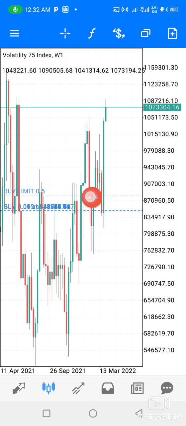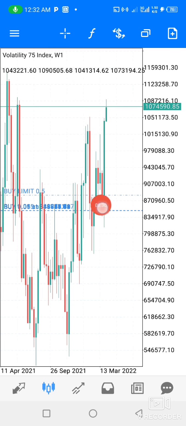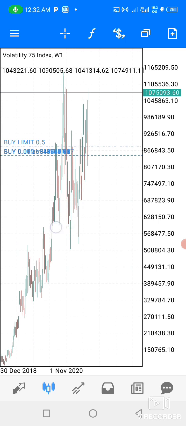If you can't, remember this is weekly. Okay, let's count: 1, 2, 3, up to 21. 21 weeks, close to half of a year. So, you see, currently now, the volatility 75 index, we might break this current resistance level here.